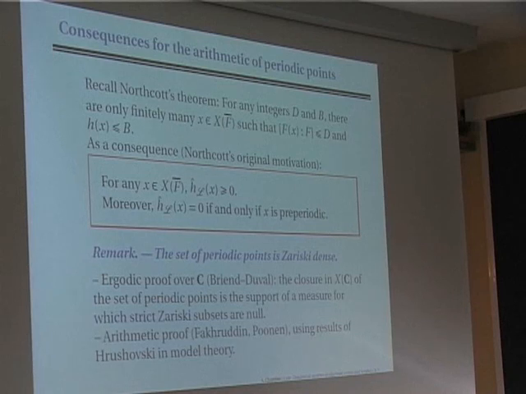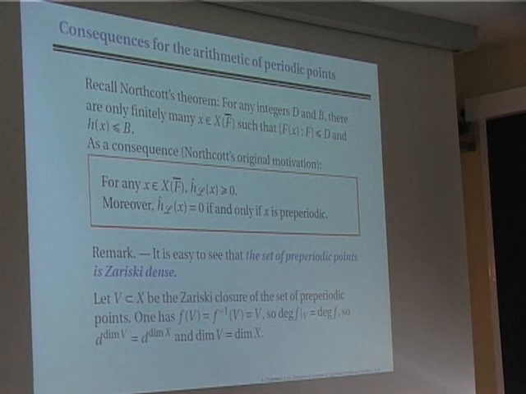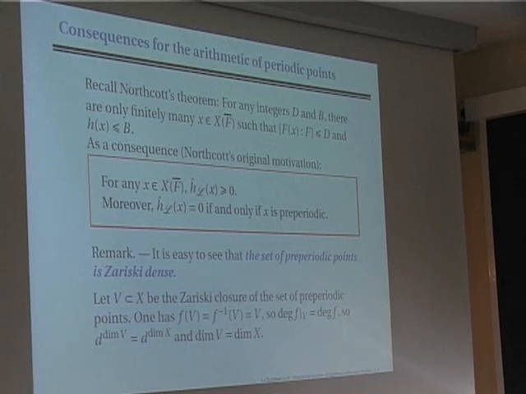And so this gives you an arithmetic proof of the fact that the periodic points are Zariski dense. And if you only want to know that the set of pre-periodic points is Zariski dense, then it's easy to write down a proof, because take V, the Zariski closure of the set of pre-periodic points. So the image of a pre-periodic point is a pre-periodic point, so f of V is equal to V. Well, no. So f minus 1 of V is equal to V, and the inverse image by f of a pre-periodic point is still a pre-periodic point, so f of V is equal to V.